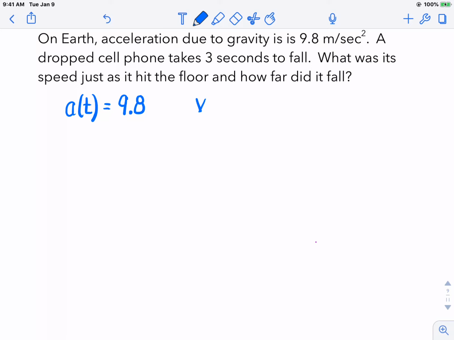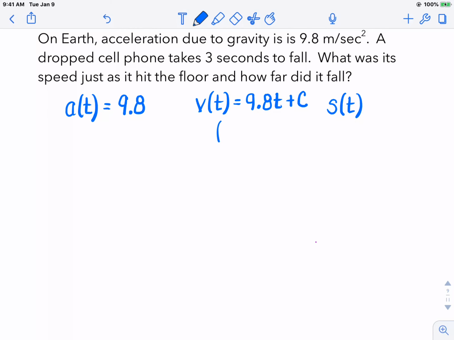But they're asking us about the speed or rate when it hit the floor, so I'm interested in things revolving around velocity. And how far it fell, well, that's related to position or displacement. So I need to be able to think through all three of these. First, let's start with a generic antiderivative for velocity. So for acceleration, the velocity must have been 9.8 t and then plus some sort of constant. We need a specific constant here, and we do have a little bit more information.